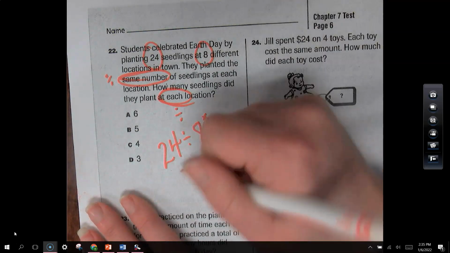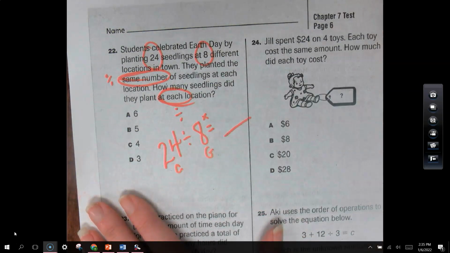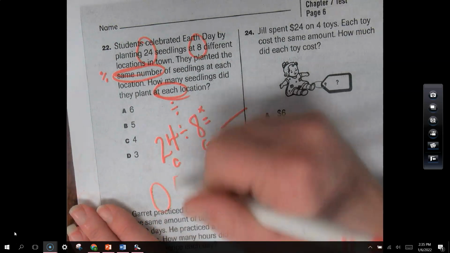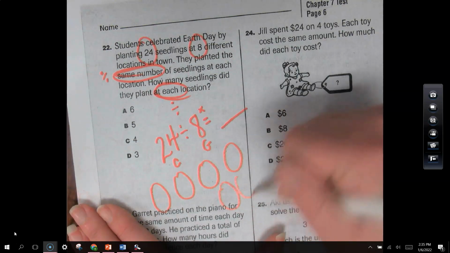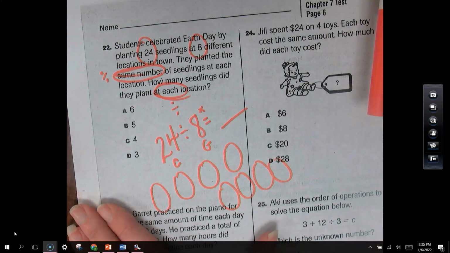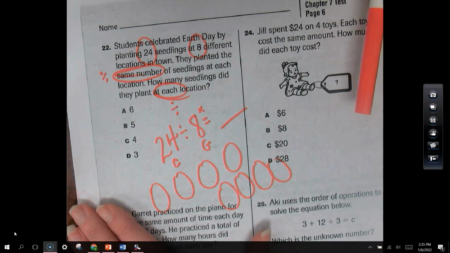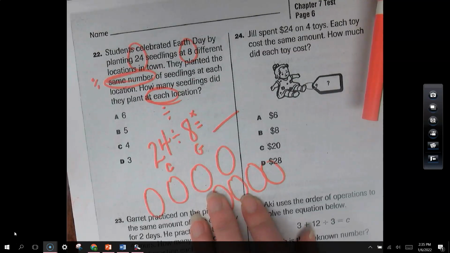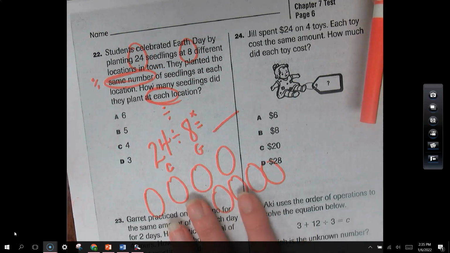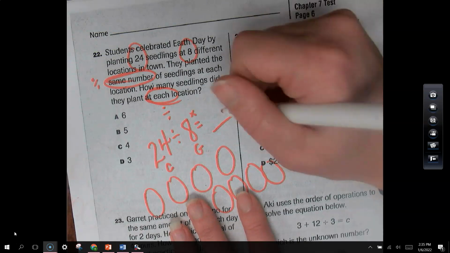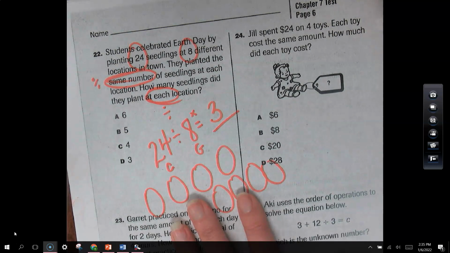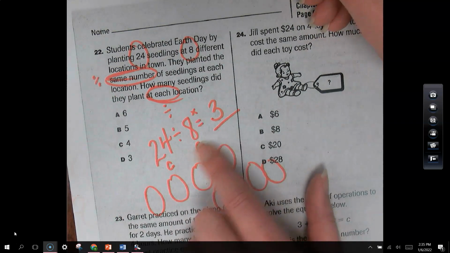If you do not know, these are your counters, these are your groups. I would draw 8 groups and separate out 24 things. If you need to draw a picture, please pause the video now, and when you are ready, please press play. If you said that the answer is 3, you are correct. 3 times 8 is 24.